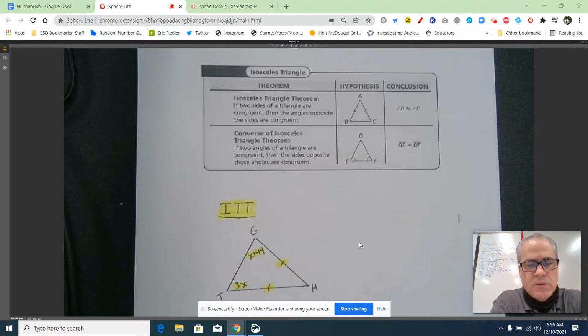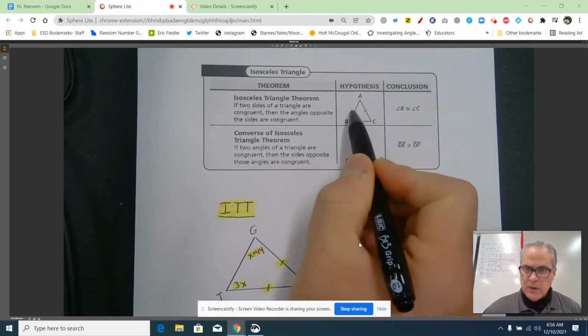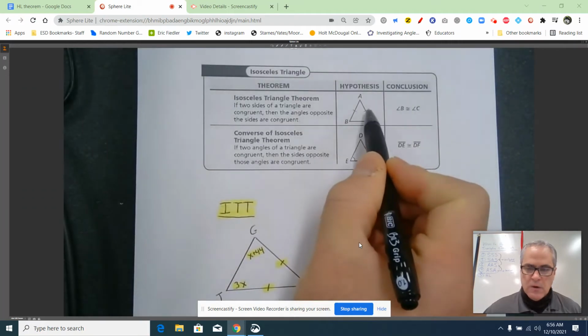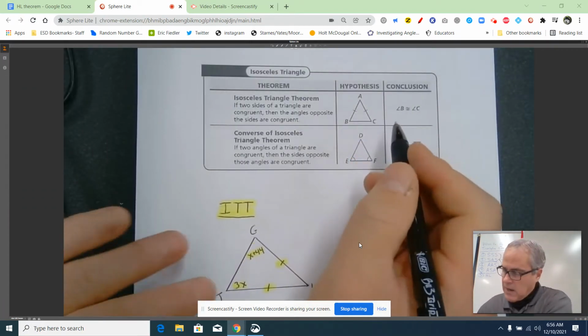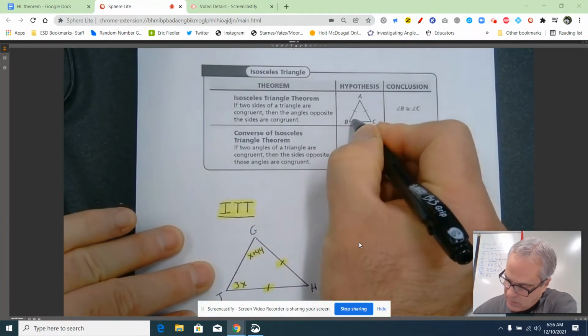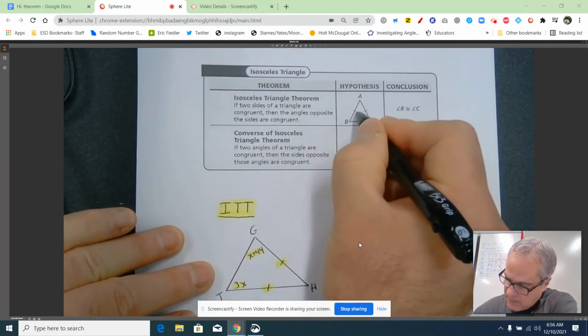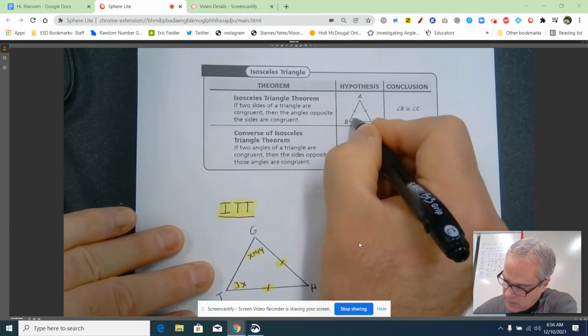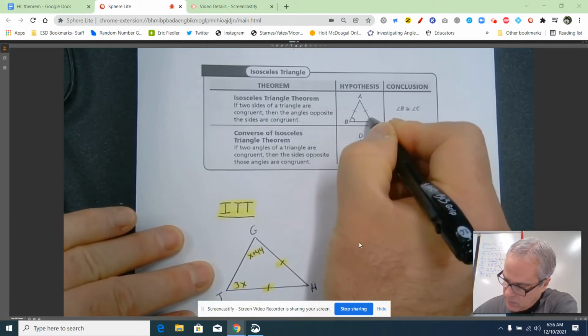Here's a case where it's true. We're going to focus on the top one up there. It says in the isosceles triangle theorem, if two sides of a triangle are congruent, then the angles opposite the sides are congruent. So here I have a picture of an isosceles triangle. Two sides have tick marks, which means they are congruent to each other. So the angles opposite those sides, if you just go straight across from that side, angle B would have to be congruent to angle C.